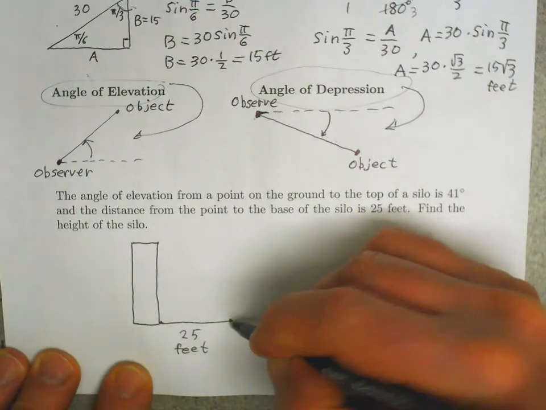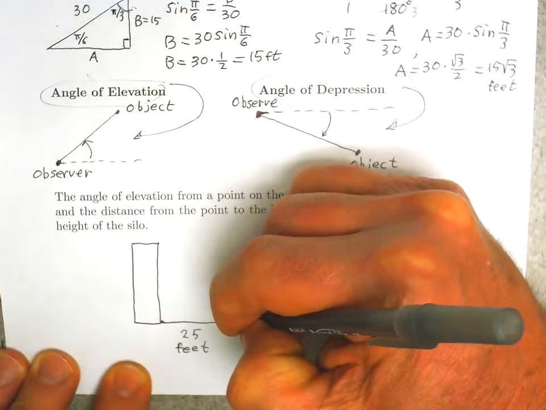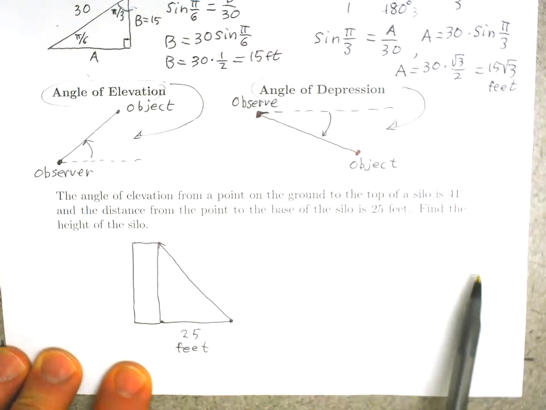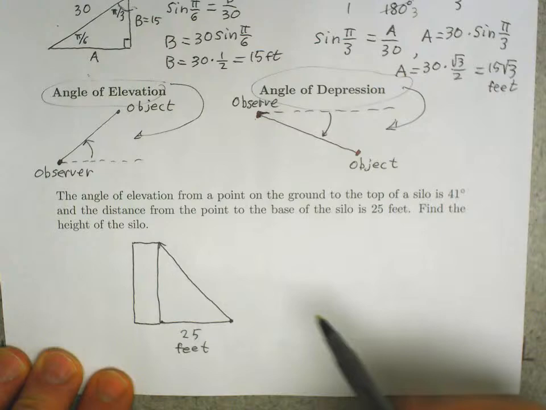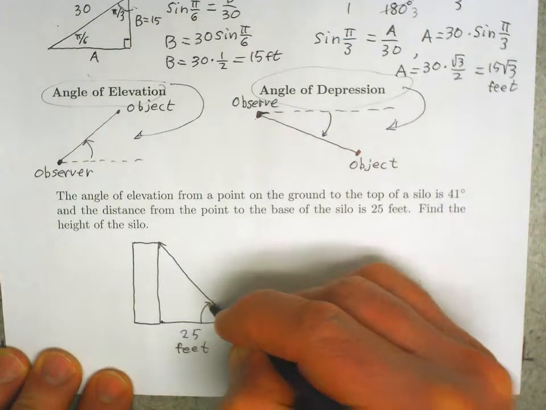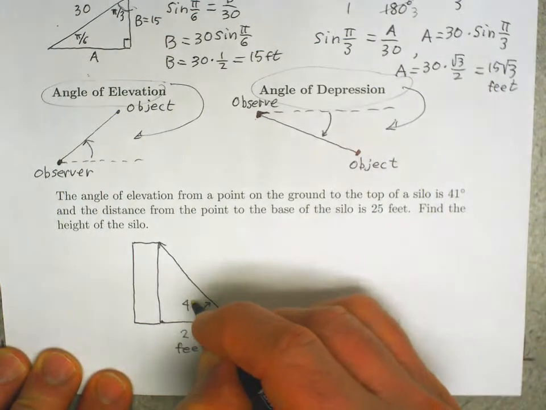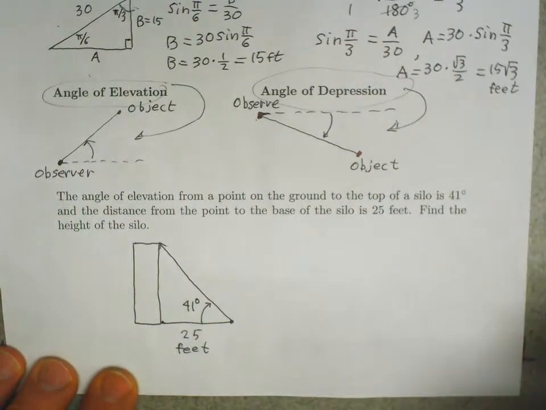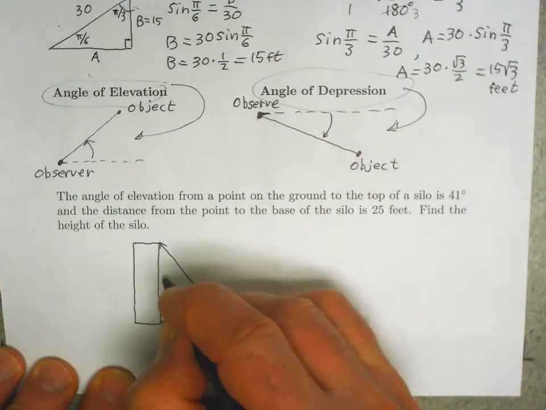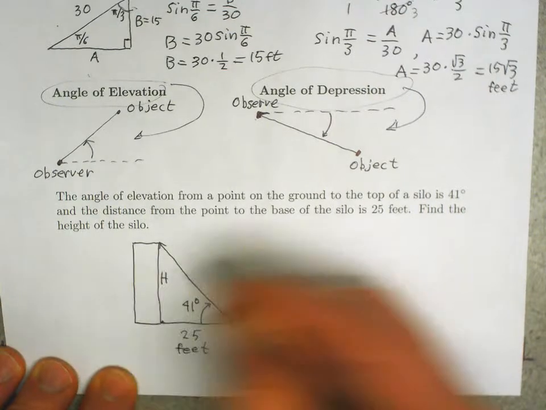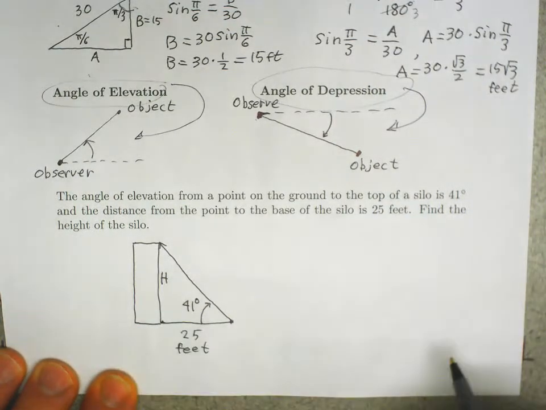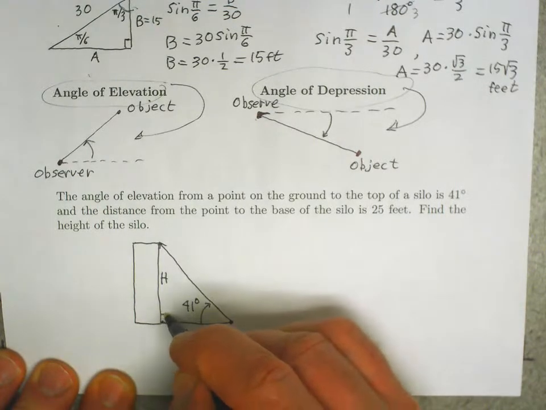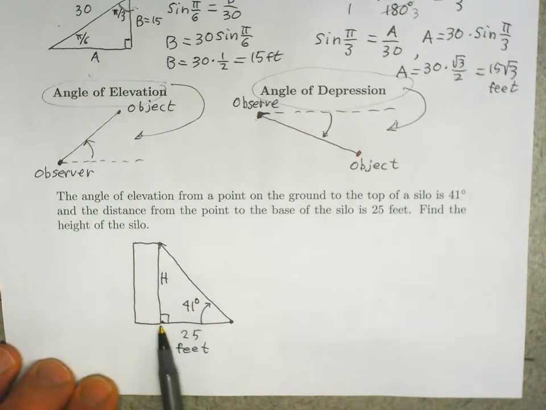And then from this point to the top of the silo, we have an angle of elevation of 41 degrees. So we'll label the height of the silo with capital H. Notice that we have a right triangle formed.